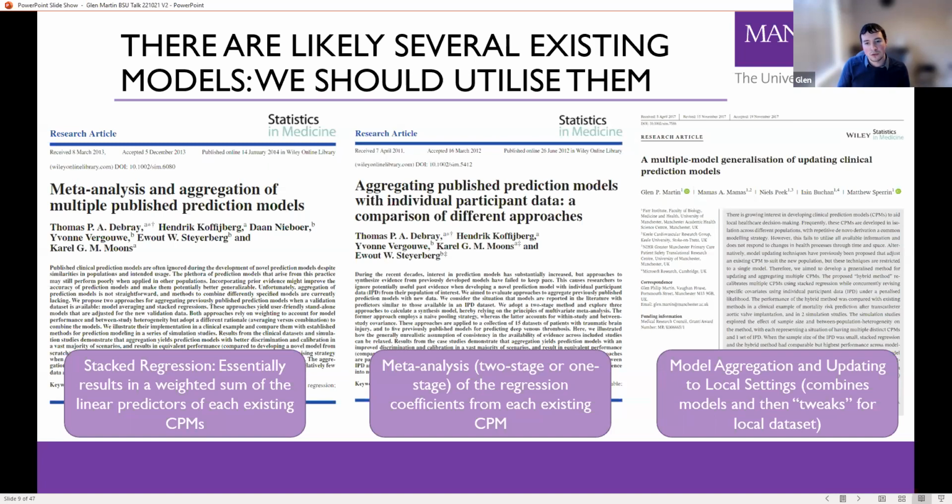So a few years ago now, myself and colleagues at Manchester proposed a way of combining the left-hand paper with some of those papers from the previous slides, such that you could both combine the existing models and apply the model updating methods to them, such that you can then tweak the resulting meta model, or an aggregate model, to the local setting, okay, to try and get the most accurate predictions you can in that local setting, while also utilizing that available evidence.